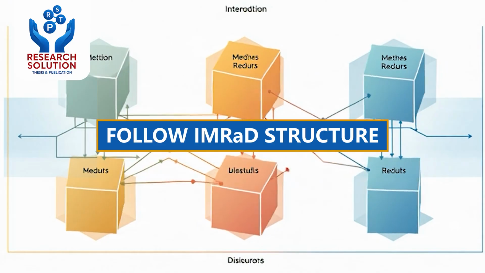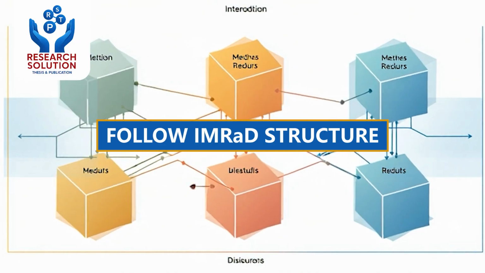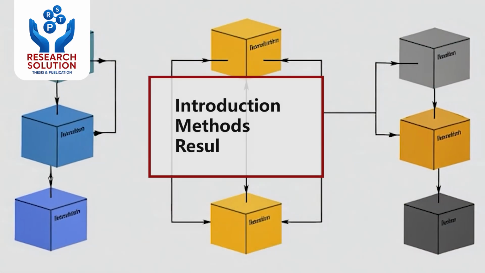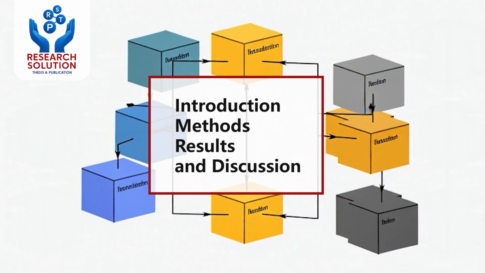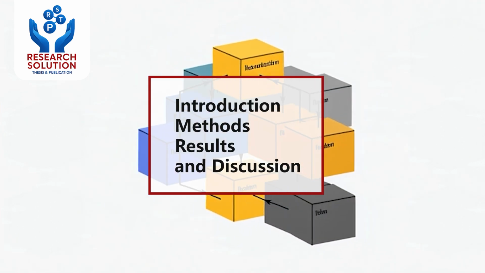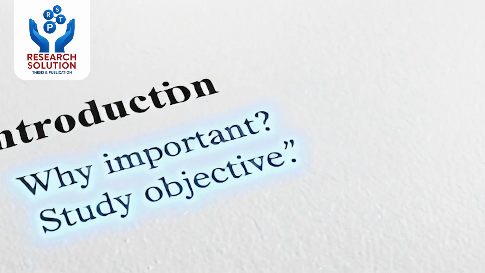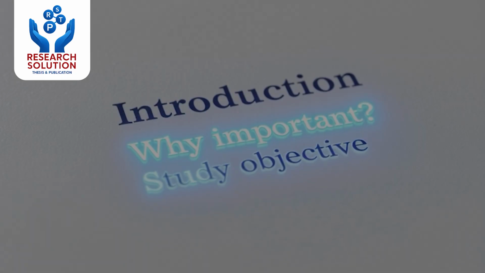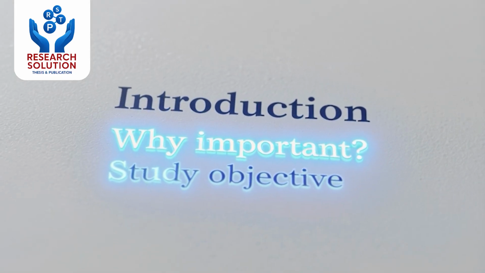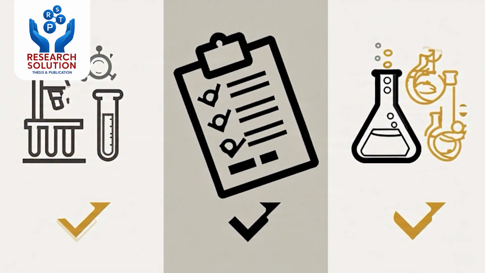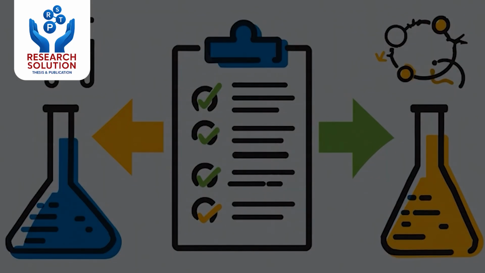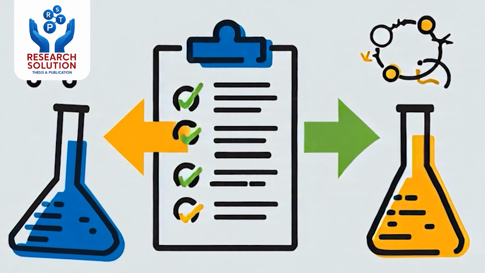Next, follow the classic IMRaD structure: introduction, methods, results, and discussion, which provides a logical flow for presenting your research. In the introduction, explain why the study is important and what you aim to achieve. The methods section should describe your study design and procedures clearly so others can replicate your work.